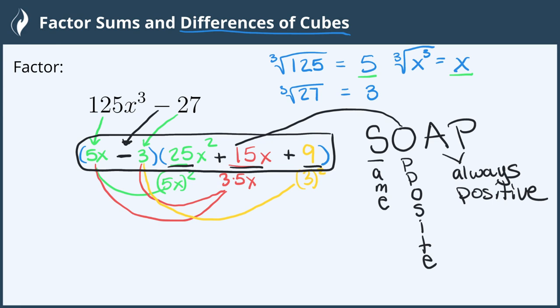We could always check this by multiplying everything in the binomial to every term in the trinomial and combining like terms. If you'd like to try that on your own, I highly recommend it. I won't spend the time on this instructional tutorial to go through that though.